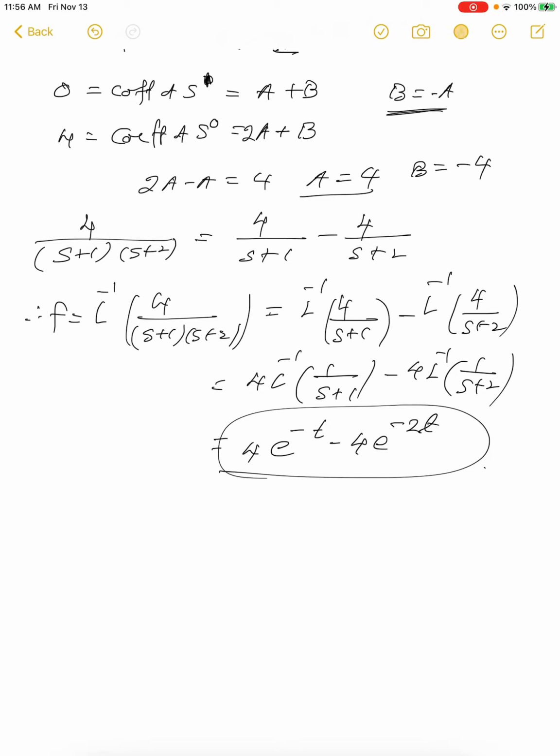So this is how you find the inverse transforms by using the table. But now we need to add a few more rules.